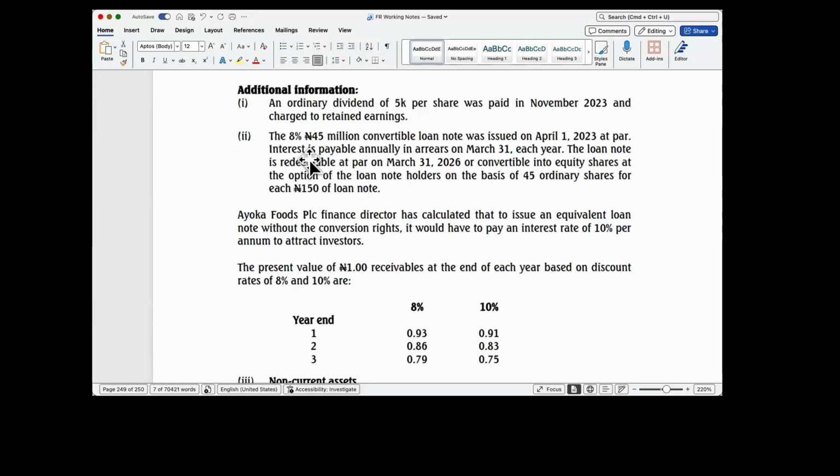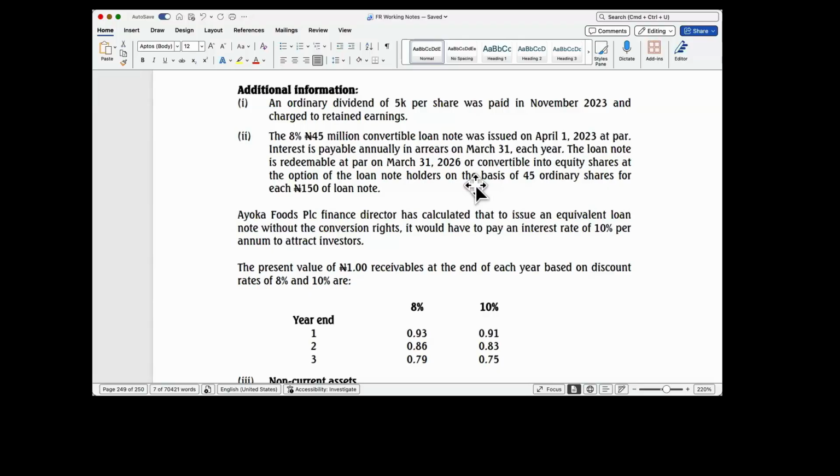Now, we're also told that interest is payable annually in arrears on March 31st each year. So they pay interest at the end of the year. This also confirms that the interest you're seeing in the trial balance is paid. They also said that the loan note is redeemable at par on March 31st, 2026, or convertible into equity shares at the option of the loan note holder on the basis of 45 ordinary shares for each 150 naira of loan notes.